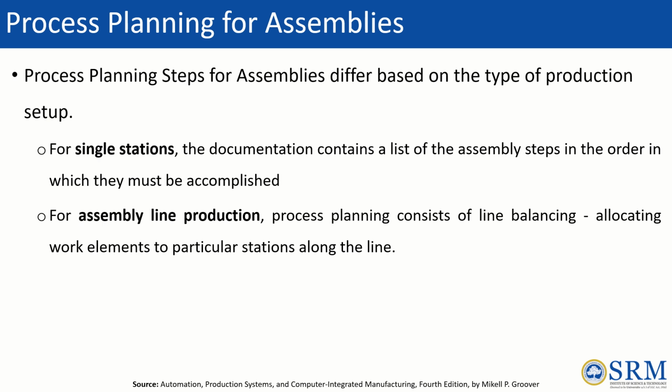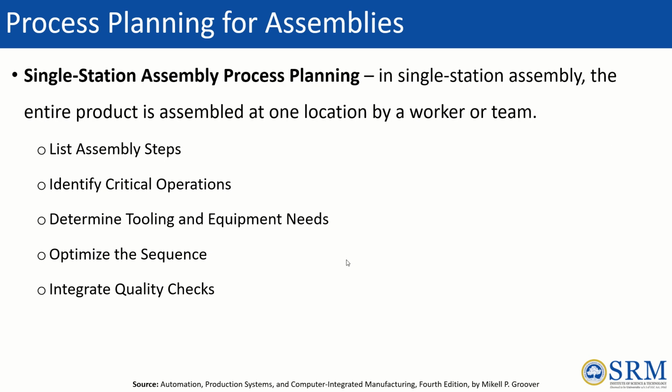Coming to the types of assembly planning. Assembly planning differs according to the production setup. In a single station assembly, one worker or a team assembles the complete product at one location. In assembly line production, tasks are distributed among multiple workstations, requiring careful planning and workload balancing.